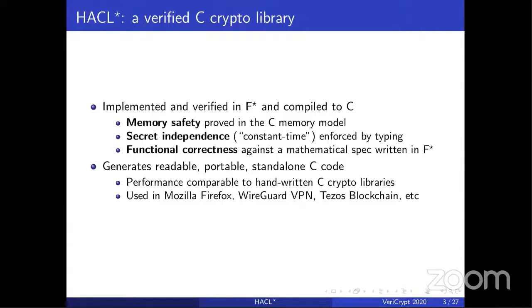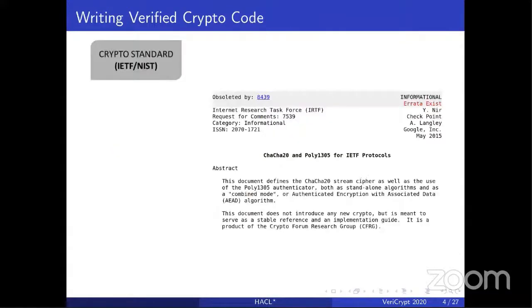For the code, we prove memory safety and functional correctness against a mathematical specification, which is also written in F-star. And we provide secret independence. Our toolchain produces readable, portable C code, which performs comparably to handwritten C code libraries. So the goal of today's talk is to show how to build formally verified code.